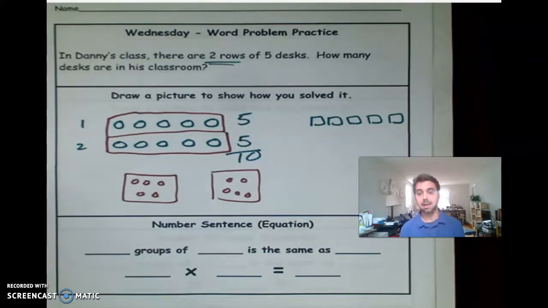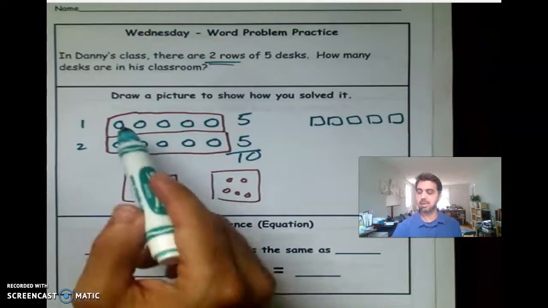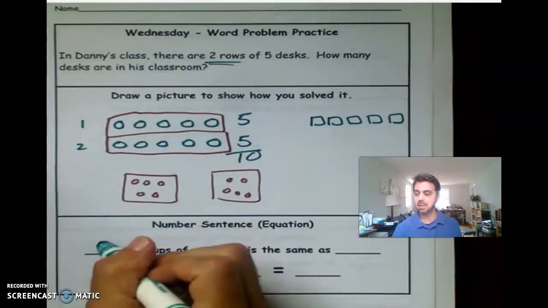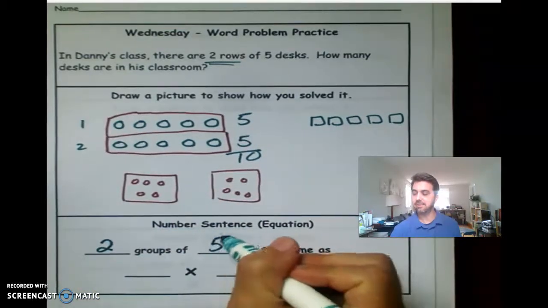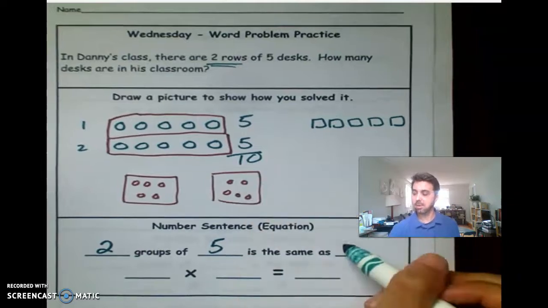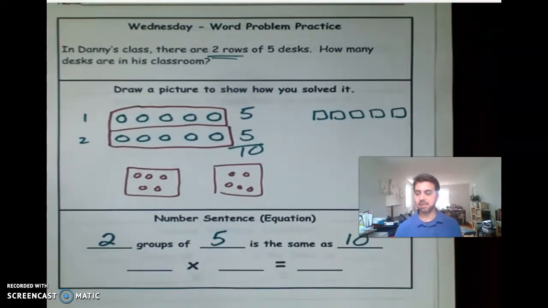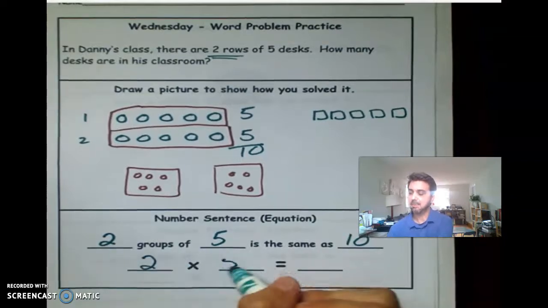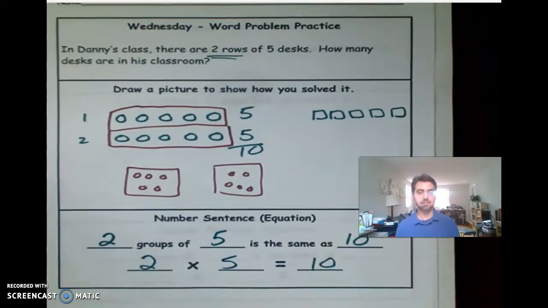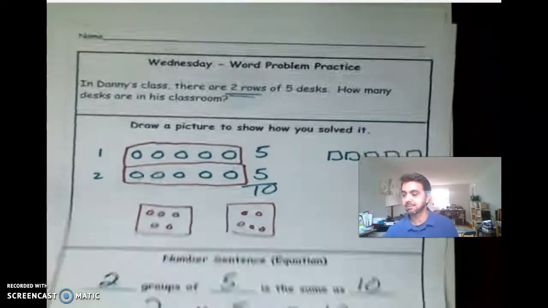Welcome back. We have the number sentence equation. So how many groups did we have? We had 2 rows, or 2 groups. So 2 groups of 5 desks is the same as we figured out was 10. Okay? And so our simple basic multiplication sentence is 2 times 5 equals 10. If you need to pause the video again, please do that and write that down so you have it to use as a guide, and then let's go to the next page.